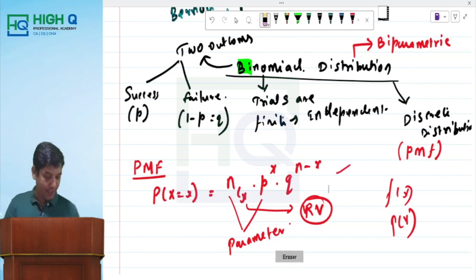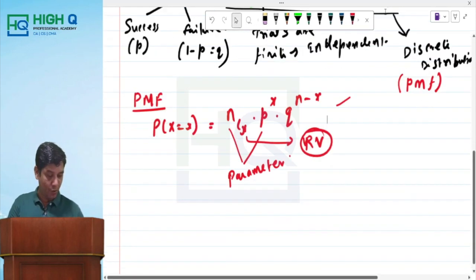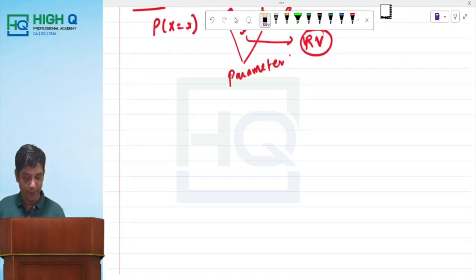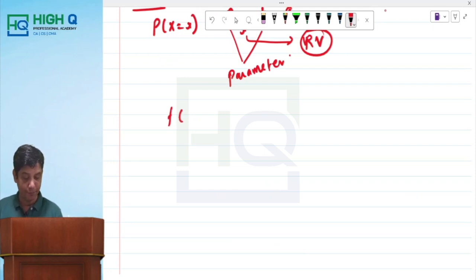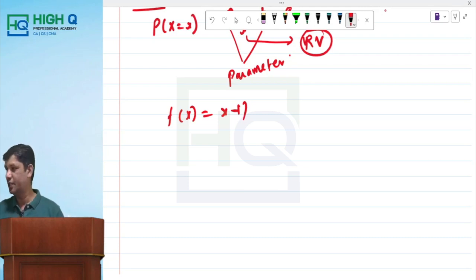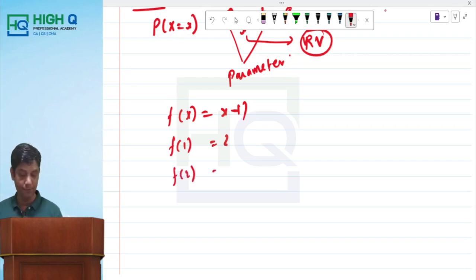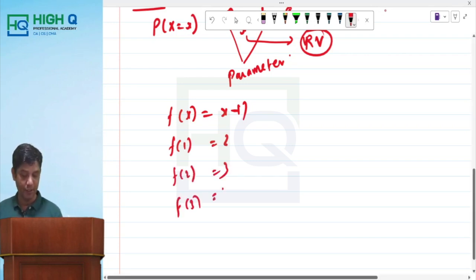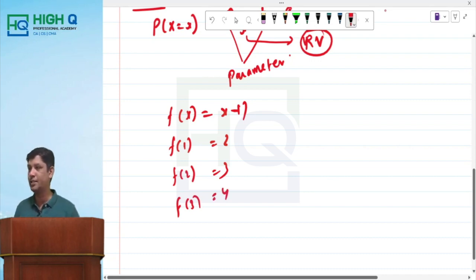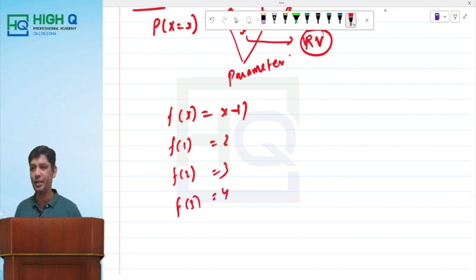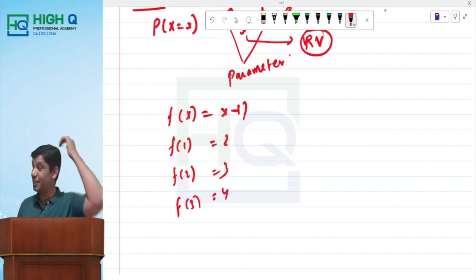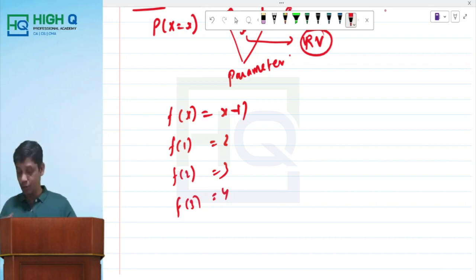Please understand one thing. Why is this a probability mass function? Take f of x is x plus 1. We generally call it a function. What is f of 1? What is f of 2? F of 3? It goes on like that. Values of x changing, values of f of x changing. Am I right, my dear? This is what we call a function. In function, it is one-to-one function and all.